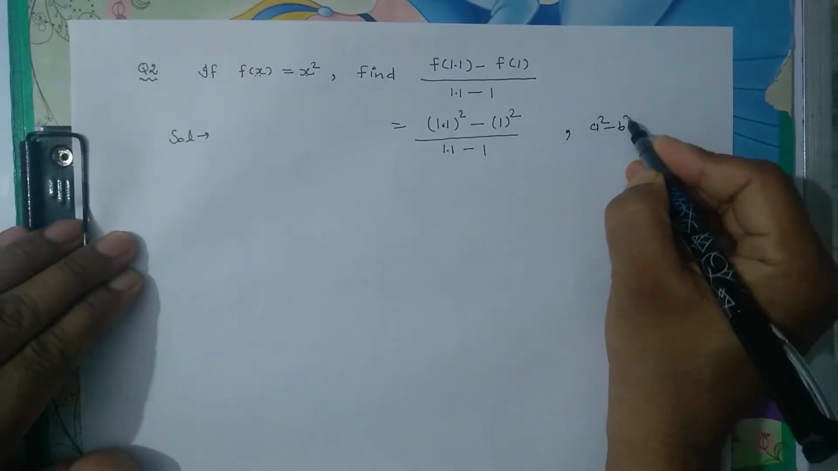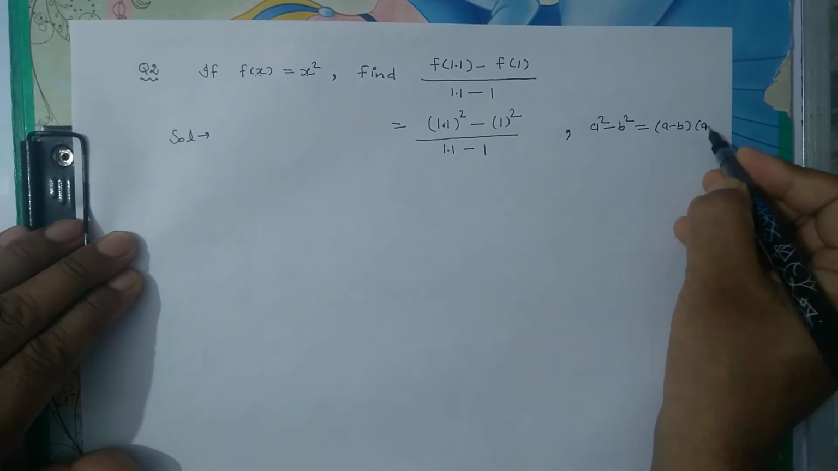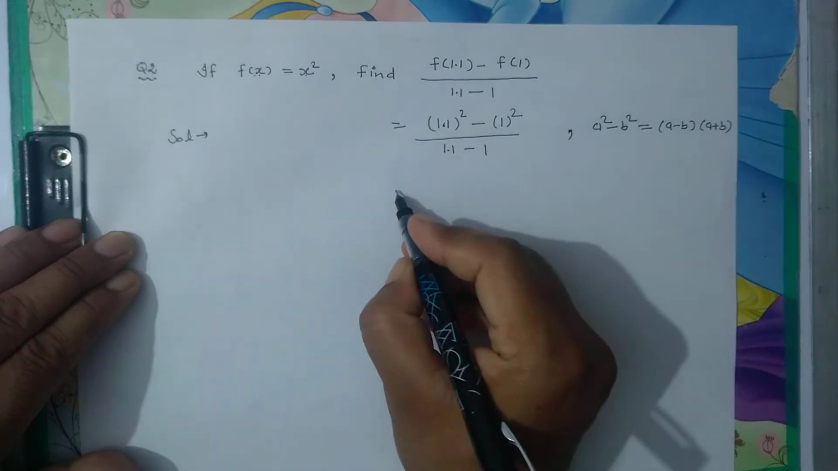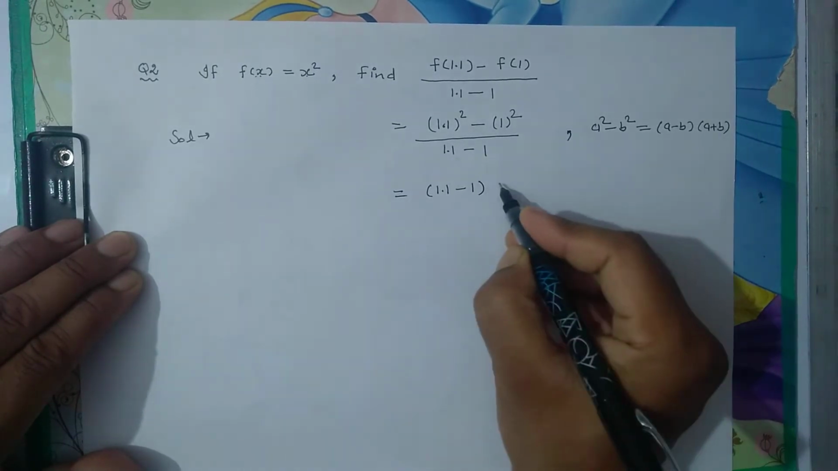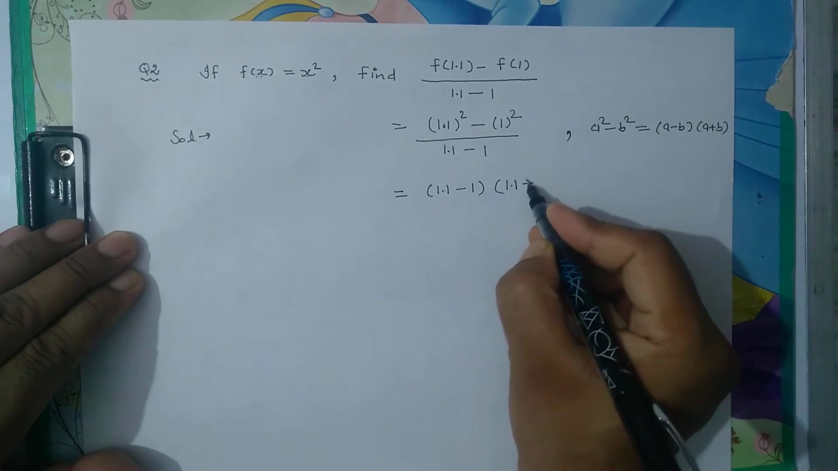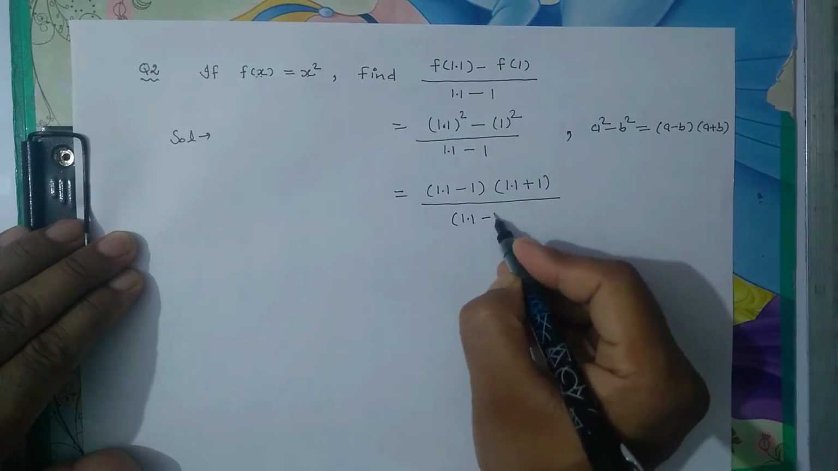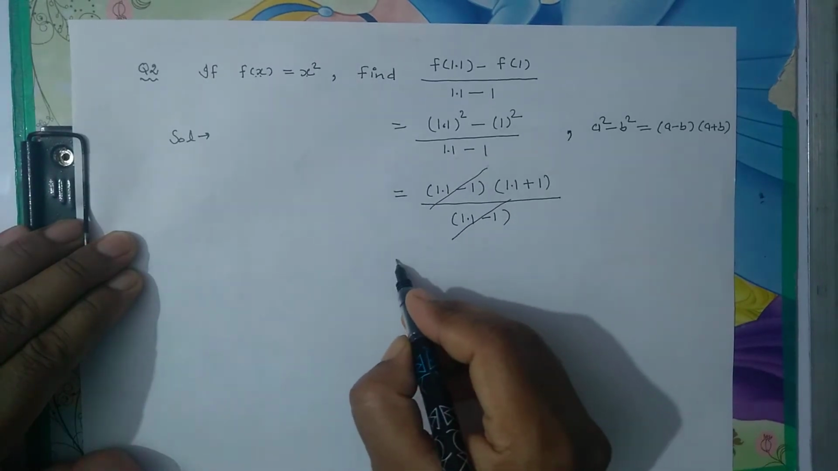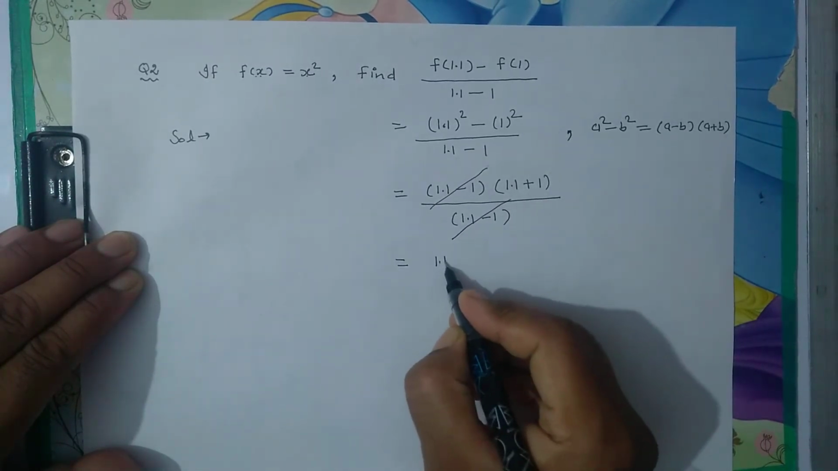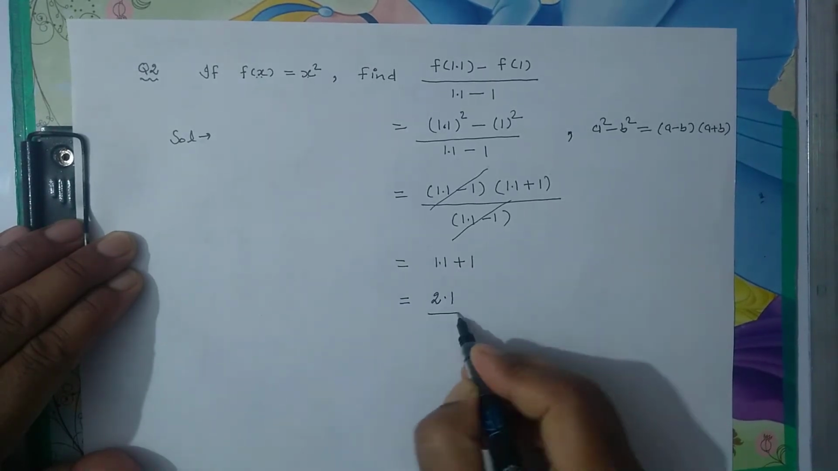So what is the rule? What is a square minus b square? This is equal to a minus b into a plus b. So accordingly, here we have 1.1 minus 1 into 1.1 plus 1 whole divide 1.1 minus 1. So these two factors are same, get cancelled. So we are left with 1.1 plus 1, that is equal to 2.1 is the final answer.